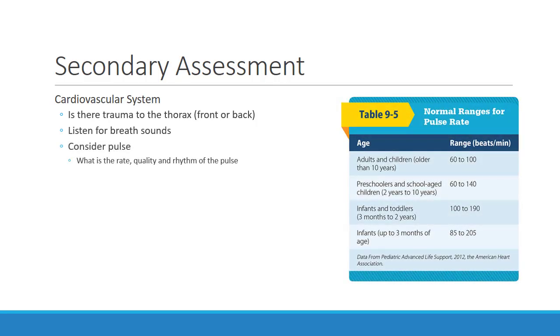And then also we want to consider the pulse. What is the rate, the quality, and the rhythm of the pulse? This chart shows ranges for different age groups for pulses. And we can see with infants up to 3 months of age, we'll have pulse ranges from 85 to 205. And then with adults, our pulse range is 60 to 100. And this actually applies to most older children as well. Older than 10 years old, they'll typically be in that 60 to 100 range as well. So if someone is outside of these ranges, then it's being caused by some problem typically.